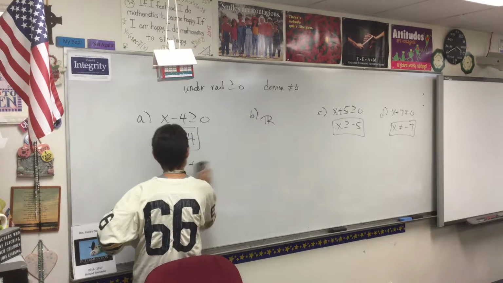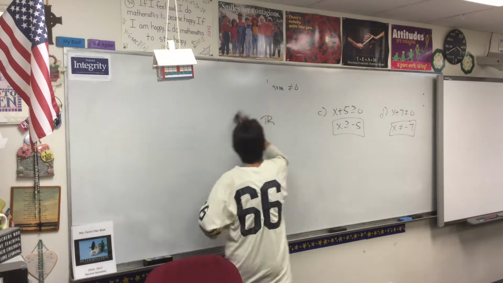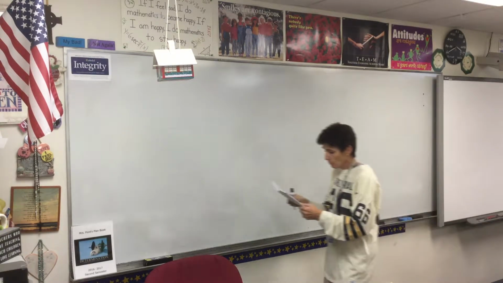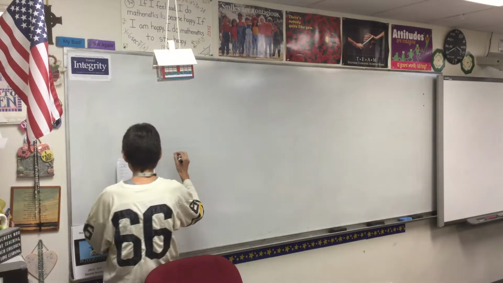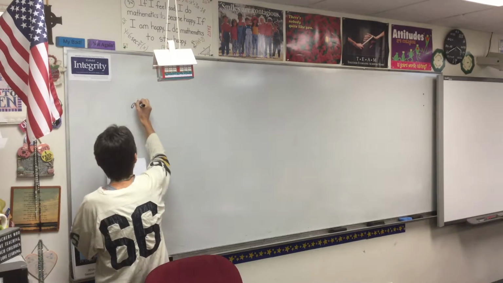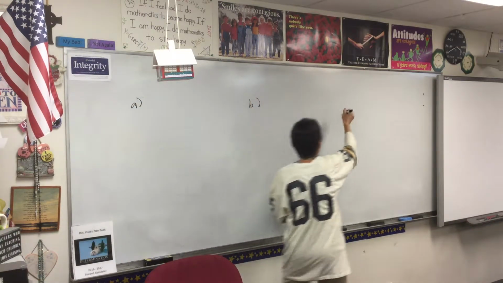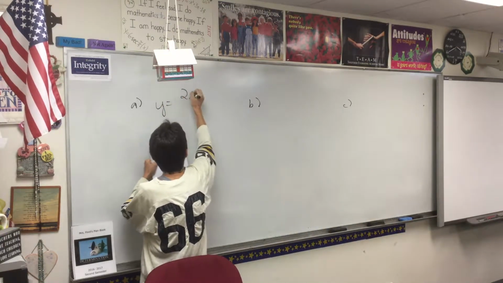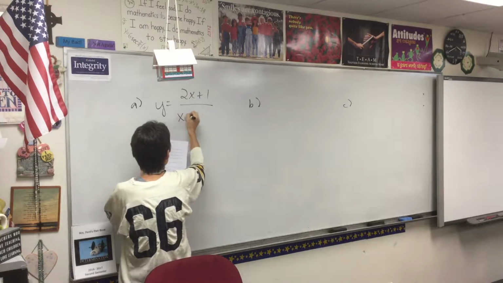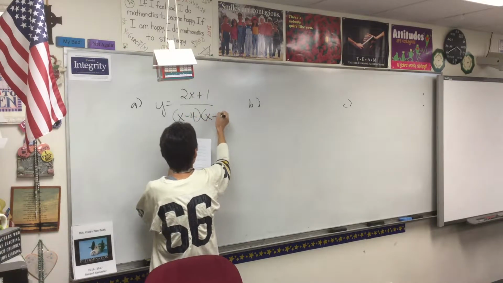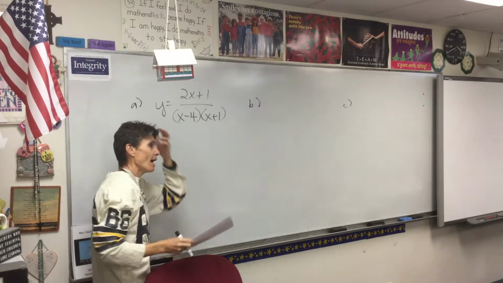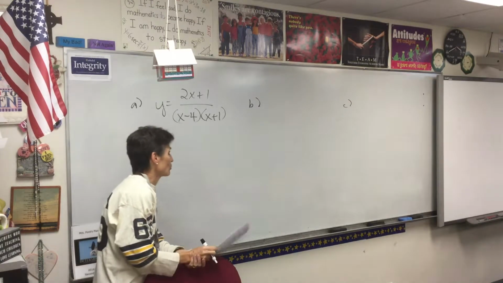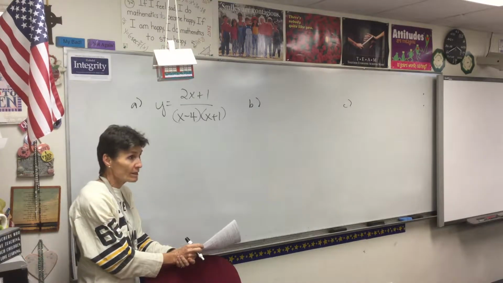Now, section 2. This is where things get a tad bit harder. There's just more to keep track of. We want to find the horizontal, vertical, and holes. So we have A, and B, and C. All right. So I'm going to go ahead and factor the bottom. Generally speaking, in math, not always, but generally speaking, if things factor, go ahead and factor them. It isn't going to hurt anything.